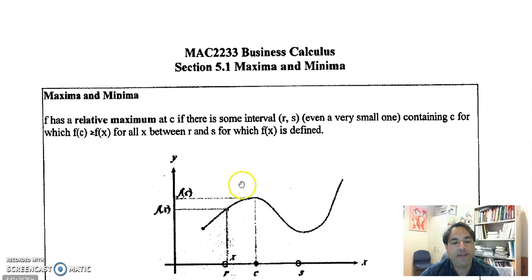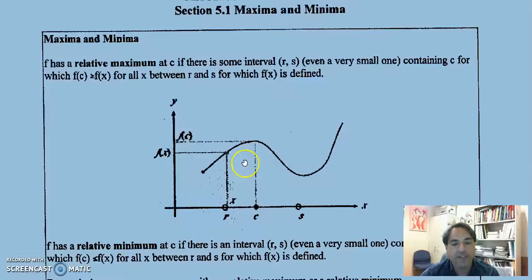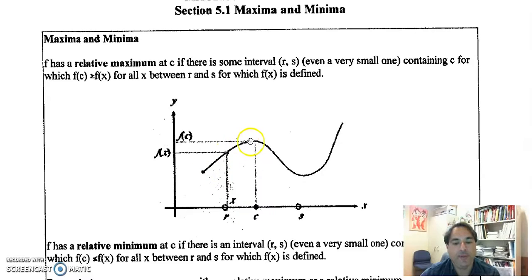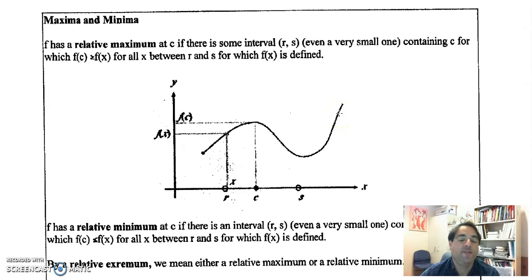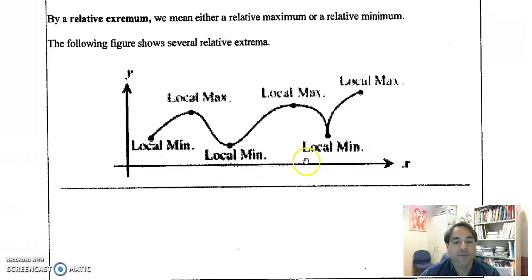So if we look at this graph here, notice how the graph goes up, and then the graph goes down, and then the graph goes up again. When I talk about relative max or relative min, I'm talking about the high points being a relative max, and the low points being a relative min. So we have a picture where the graph goes up, down, and up again. We can call it relative max or local max.